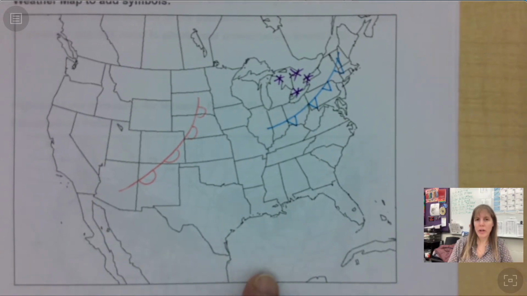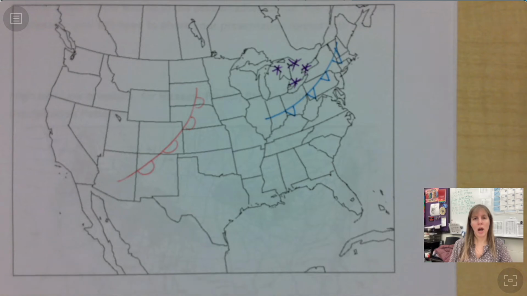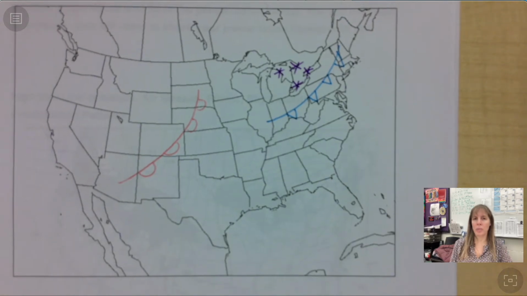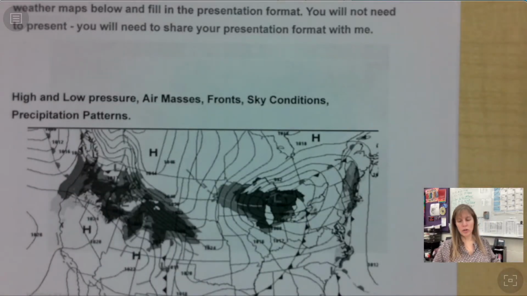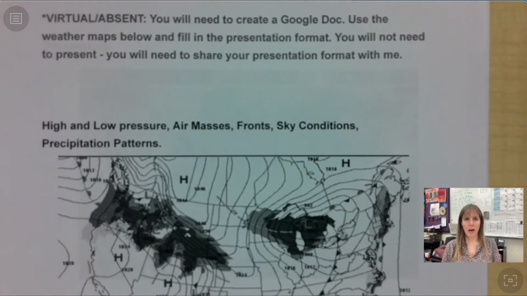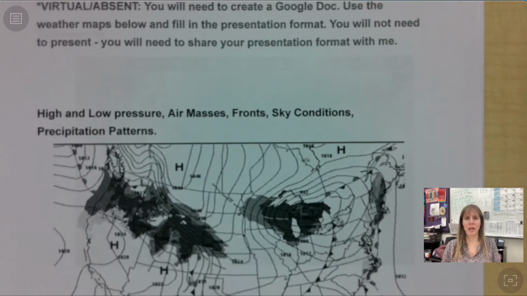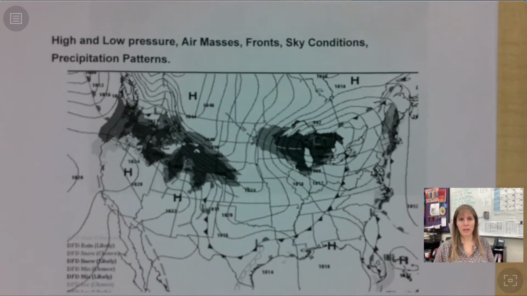Okay, so if you're in person, you'll have this weather map. I'll provide it to you. You can color on it and we'll put it under the projector and then you'll talk about your weather map. If you are virtual, this is also in the Google Doc, and you'll need to create a Google Doc, use the weather map below, and fill in the presentation format. You'll not need to present, but what you'll do is you'll need to share your presentation format with me. We'll talk about what that is in a minute.